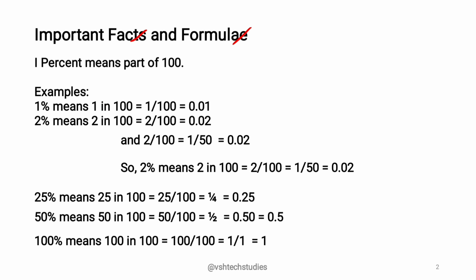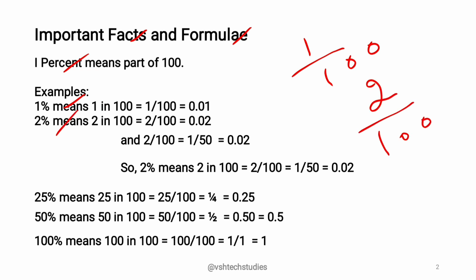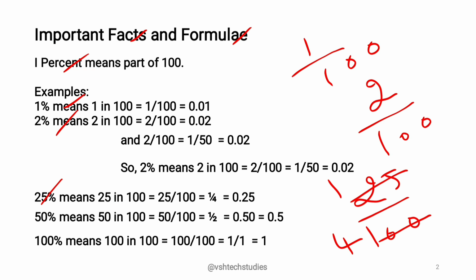In the topic of percentage, 1% means 1 by 100, so it is 1 part in 100. 2% means 2 parts in 100, that we write as 2 by 100. Similarly 25% means 25 by 100. If you simplify this, 25 ones are 25, 25 fours are 100. So 25 by 100 is the same as 1 by 4.